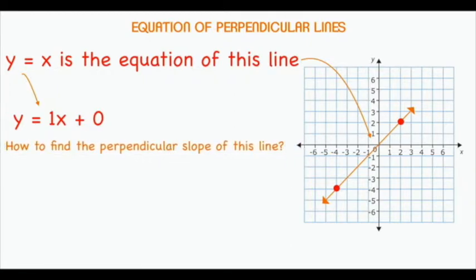And how can we find the perpendicular slope of the line y equal 1x plus 0? We can find the slope of the perpendicular line by using the opposite reciprocal concept. We can use the concept of opposite reciprocal to find the slope of the perpendicular line to the existing line, by using the slope of the original line and making it the negative reciprocal to get the slope of the new perpendicular line.